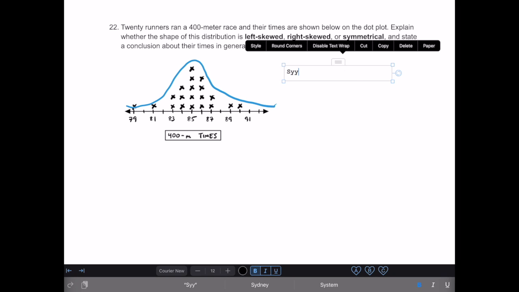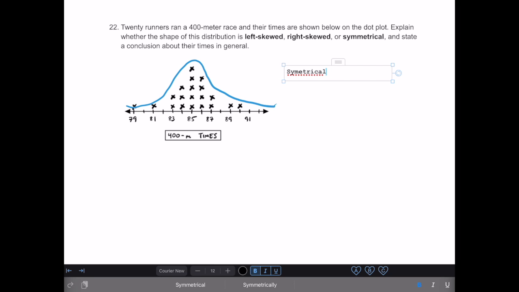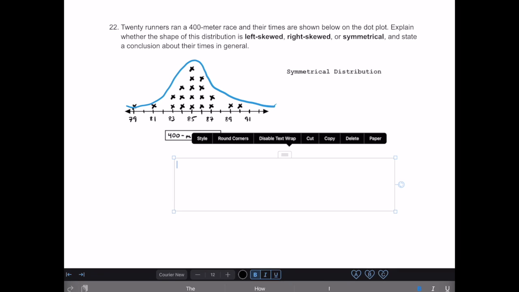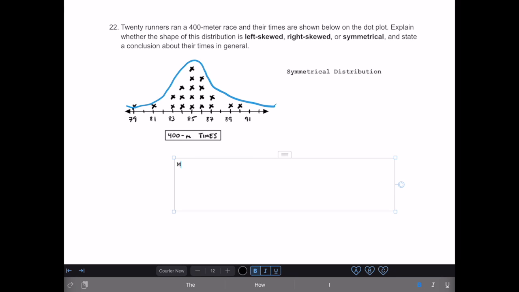This is a symmetrical, I can't spell at all, can I? This is a symmetrical distribution, okay? So most of the data is in the middle, so it's symmetrical. Let's state a conclusion just by looking at this. Well, we can say that most students ran between 84 and 86 seconds, right? That seems like it. A lot of people ran between 84 and 86 seconds. Most students ran between that time with the center in the middle.